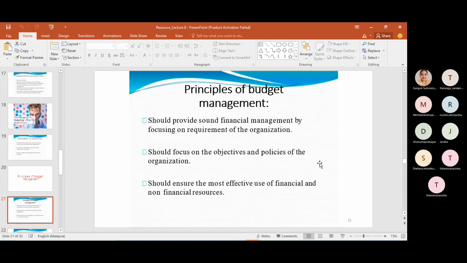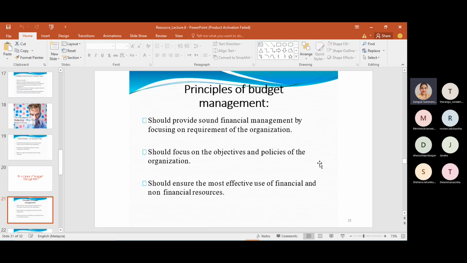So the first thing is that whatever budget you prepare should focus on the requirements of your organization. Your organization or company has its own needs or requirements, right? So this budget should be made focused on those requirements of the organization. We do not need to focus on other things which are not requirements of the organization.